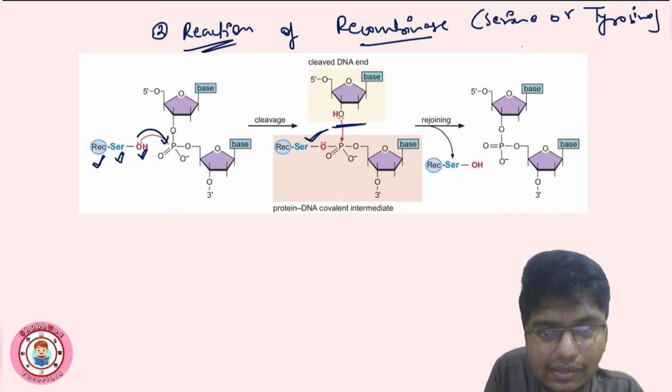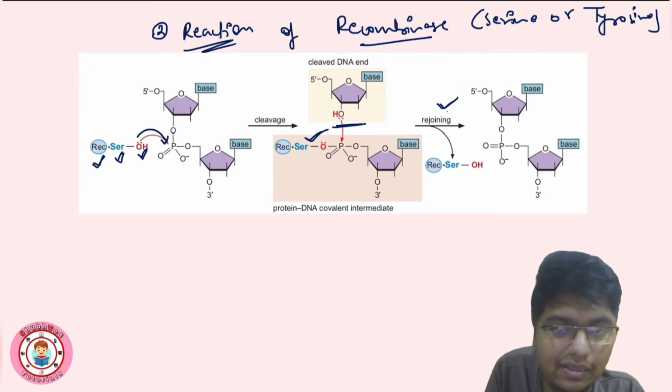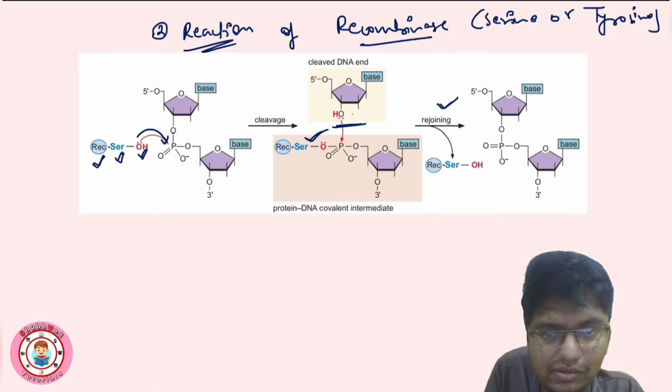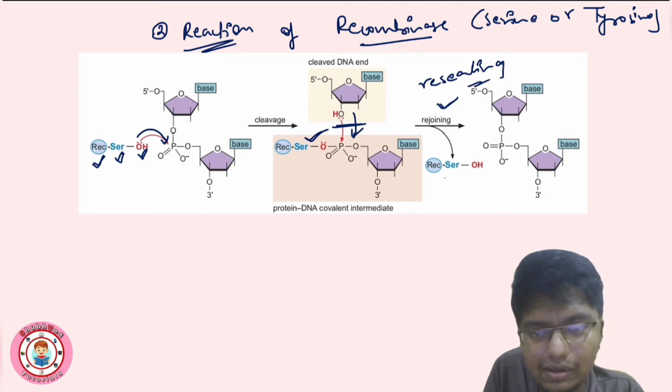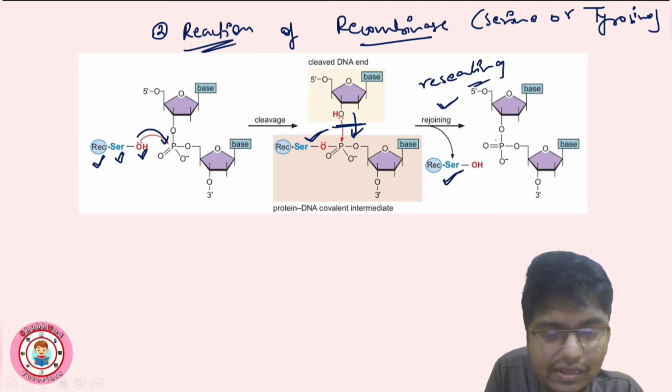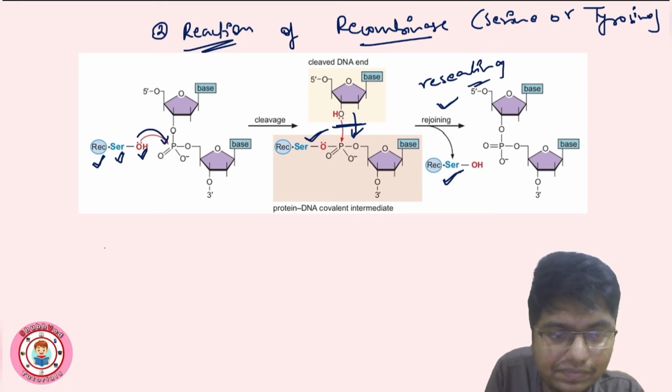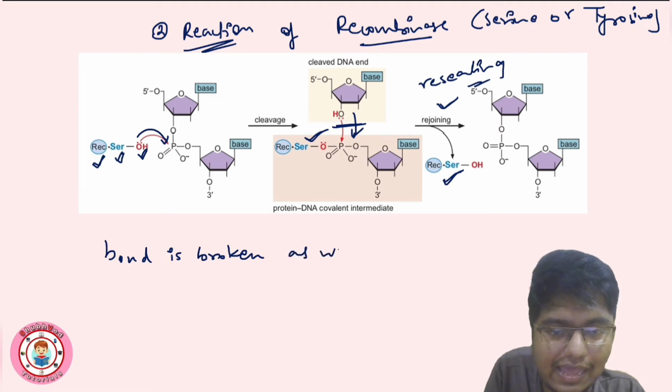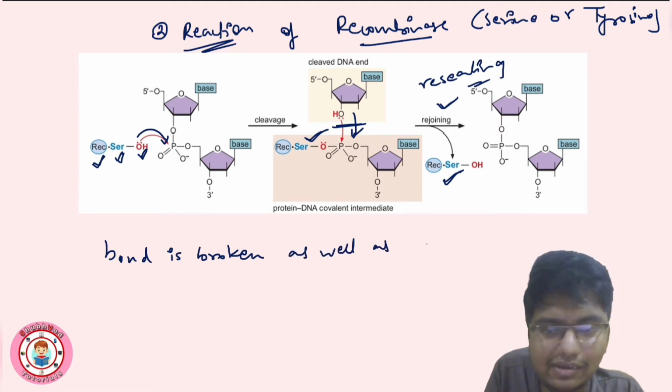But again what happens? A rejoining takes place. Again this OH will attack the phosphate. Rejoining, we can say resealing as well. So the Rec serine is again free. What we can understand from this picture is that the bond is broken as well as resealed.